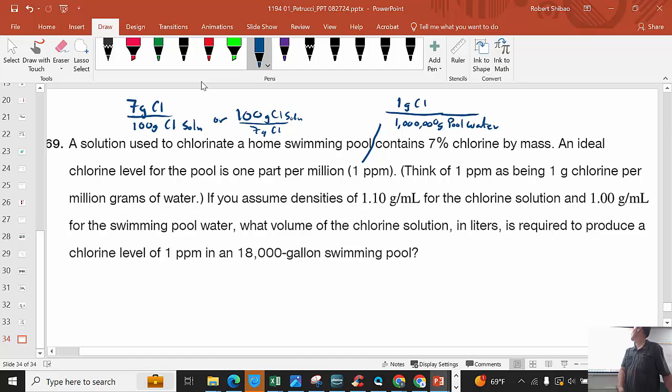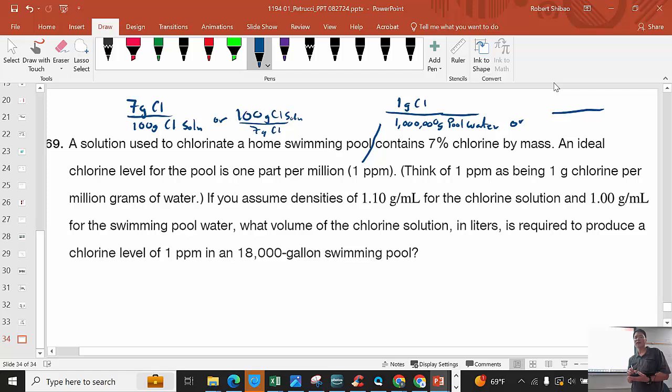So if I had 2 million grams of pool water, how many grams of chlorine am I going to need? I'd need 2 grams. 3 million grams would require 3. And so that's intensive. It doesn't matter how many grams of pool water I have, I'm going to have this ratio that I can always figure out. It's always going to be the same ratio. That's an intensive property.